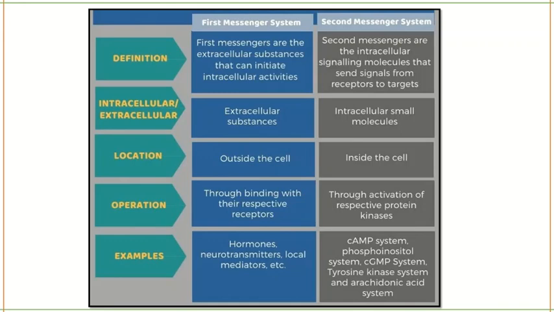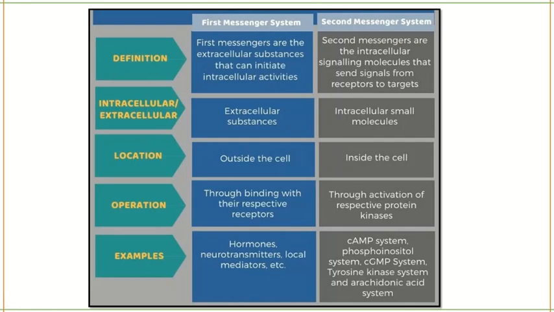Next, for primary messengers, you can see they are extracellular and secondary messengers are intracellular. Next, the location: the primary messenger is always outside of the cell and the secondary messenger inside the cell. Operation: primary messengers are ligands that bind to the receptor, and secondary messengers activate several protein kinases. Examples of primary messengers are hormones, neurotransmitters, and local mediators.